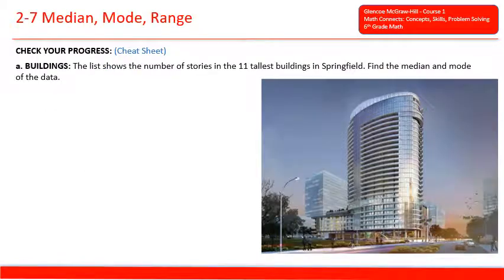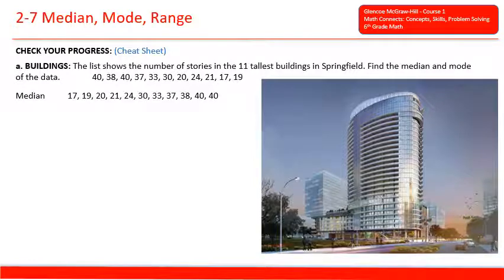Check your progress. So buildings: the list shows the number of stories in the 11 tallest buildings in Springfield. Find the median and mode of the data. You can see there's a decent spread. So we have the median, and it's going to be 30. It's the 6th in, so there's 11 pieces of data, and the median is 30. The mode, which one happens the most? The mode looks like 40 to me because it happens twice and it's the only number that repeats.